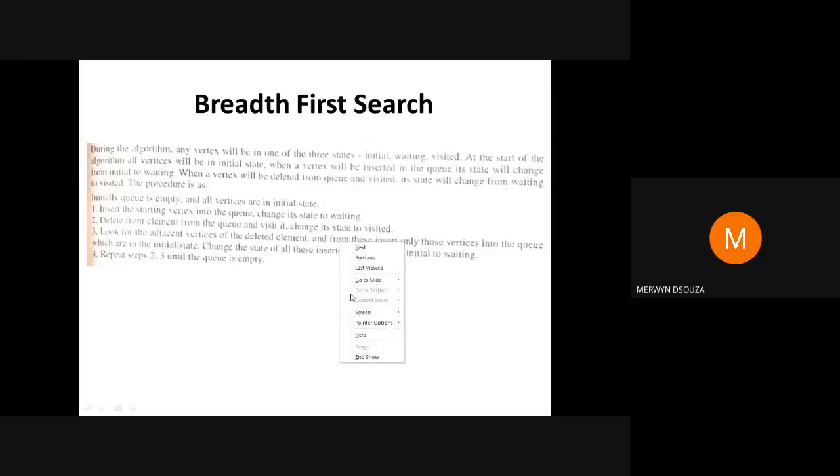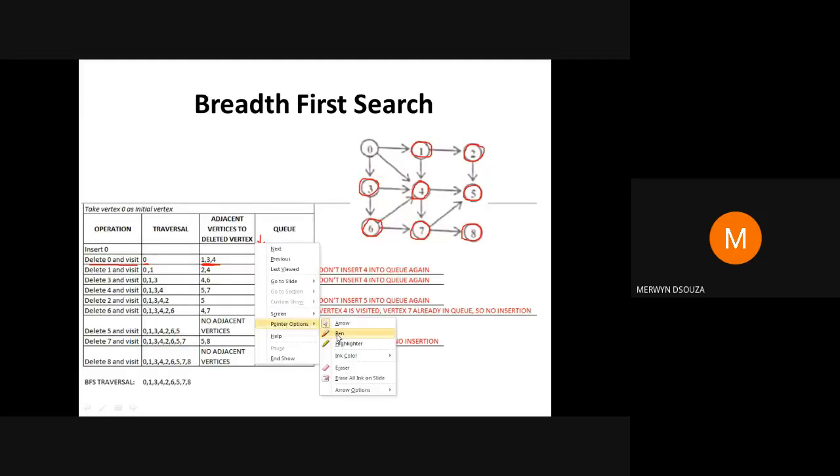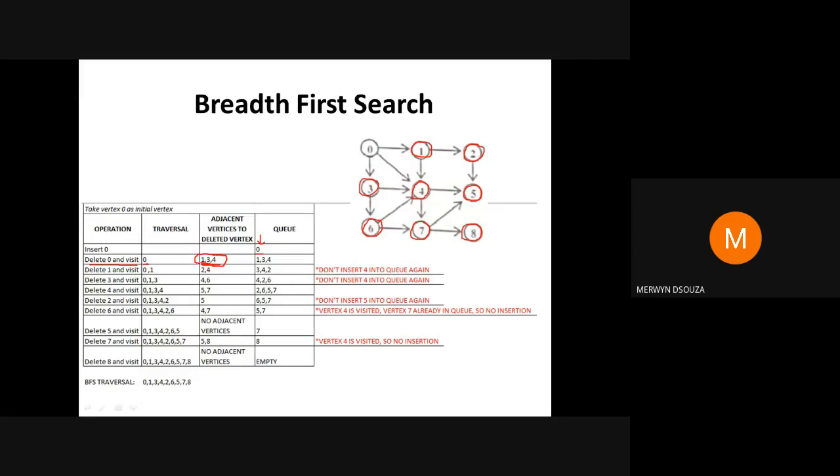That step is not over. Continue here, and from those adjacent vertices, insert those vertices into the queue which are in the initial state. So this third step has 2 parts. Look for adjacent vertices of the deleted element, which we have done here. Then insert those vertices into the queue which are in the initial state. From these adjacent vertices, you can insert in the queue only if they are in the initial state.